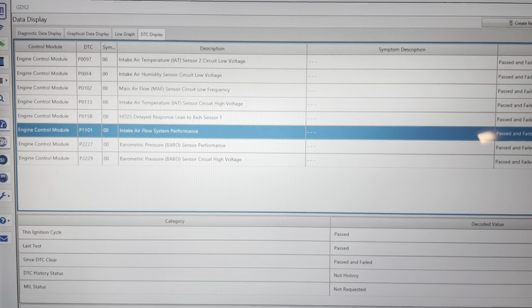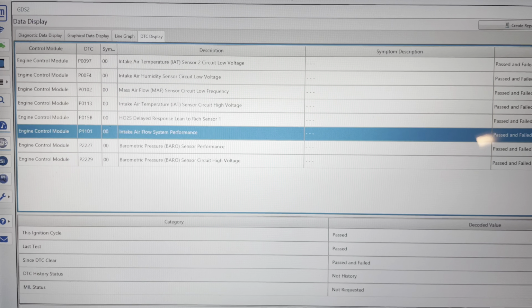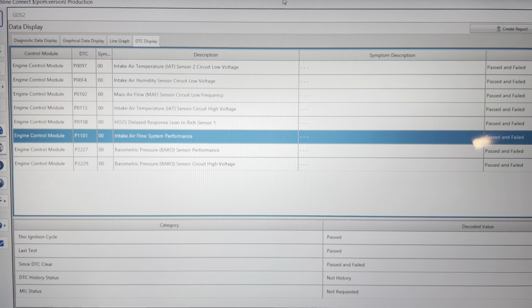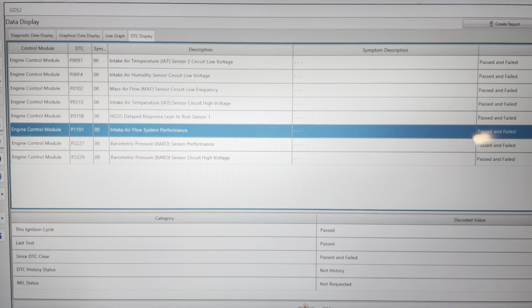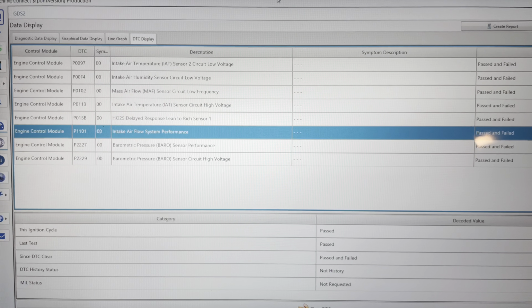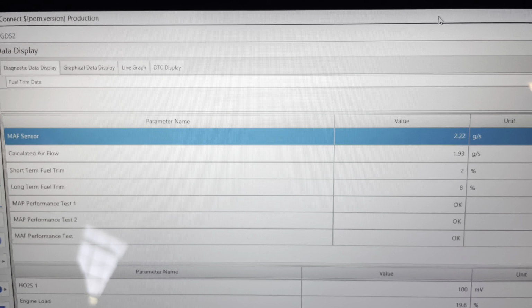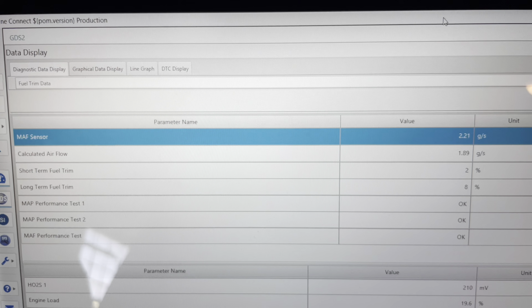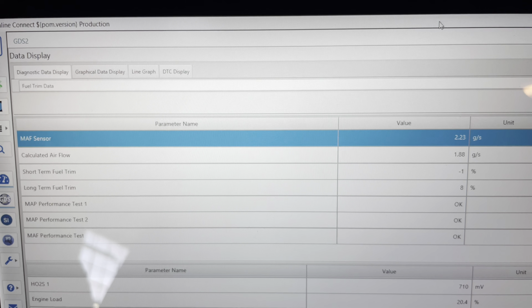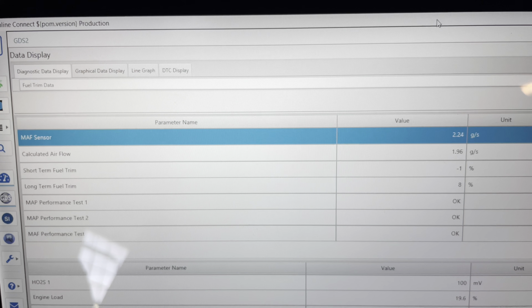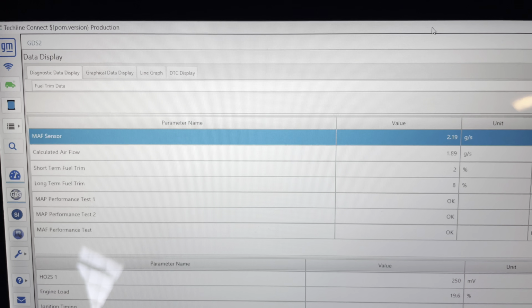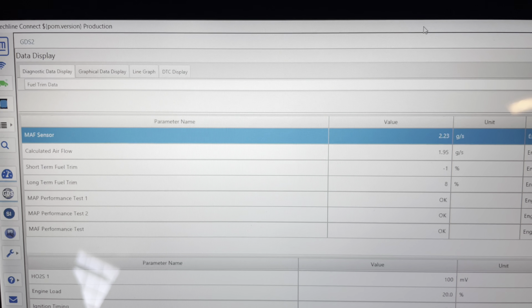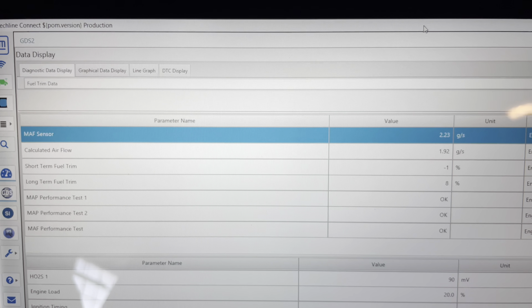Let's take a look. P1101, last test passed, this ignition passed. Remember, that doesn't always mean that's true, but it's always nice that it tells us, yes, it has passed in this ignition cycle with the engine running. So now that things have stabilized, it looks like we are within 0.3 of a gram per second of actual. So I think I can let that go. I could recommend to replace the mass air sensor also. I think it'll be okay though.